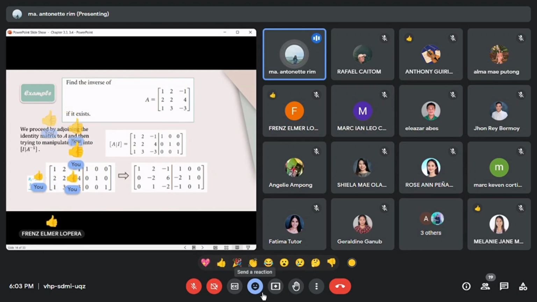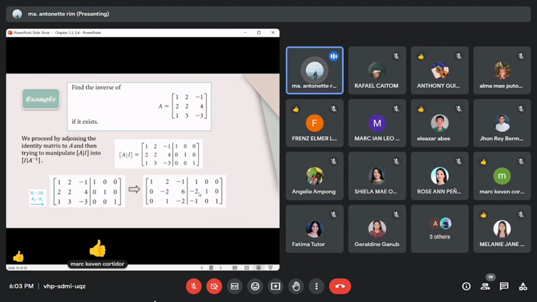Okay, thank you for the reactions. So, the identity matrix on the right side has changed. It becomes negative 2, 1, 0, and row 3 minus row 1. So 1 minus 1 becomes 0. So it becomes 1, negative 2, then negative 1, 0, and 1.